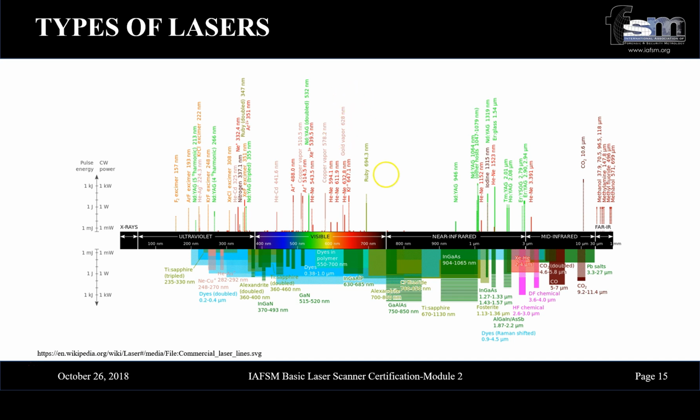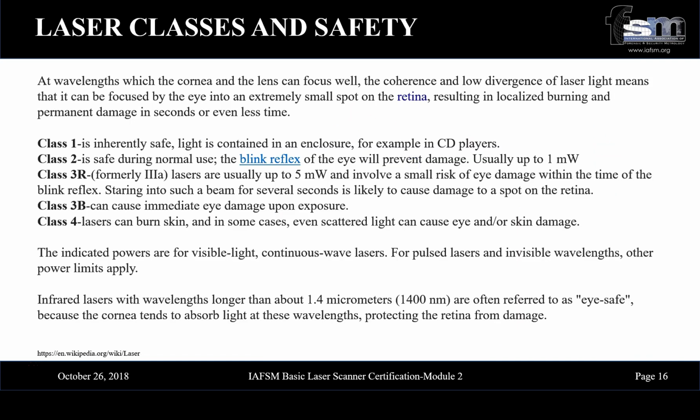Now, when it does come to power, safety is, of course, of importance here. And so we have to obviously be careful. Now, for the laser scanners, they are typically lower classes. So here, class 1 is inherently safe. It's contained in an enclosure, for example, in CD players. So if you do have a laser, it could be somewhat powerful, but if it's completely enclosed and there's no real risk of hitting you in the eye, then they'll classify it as a safer laser, let's say.